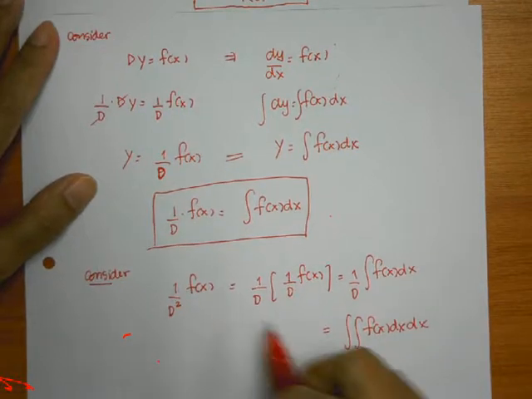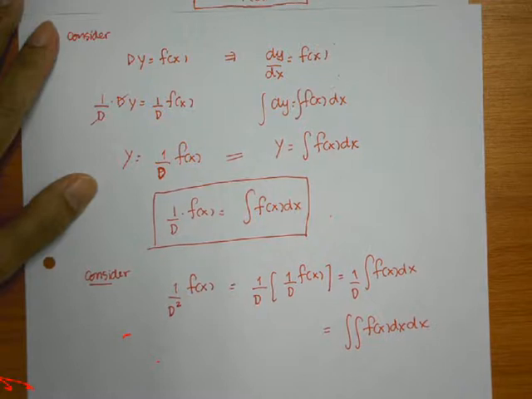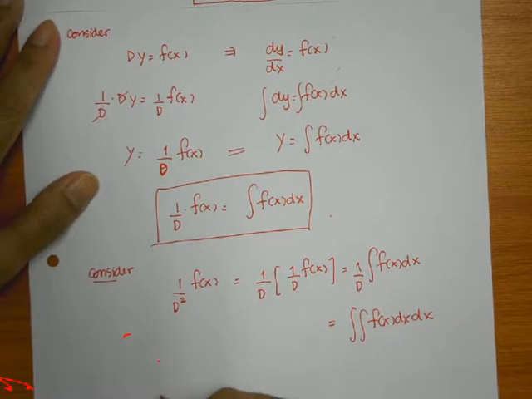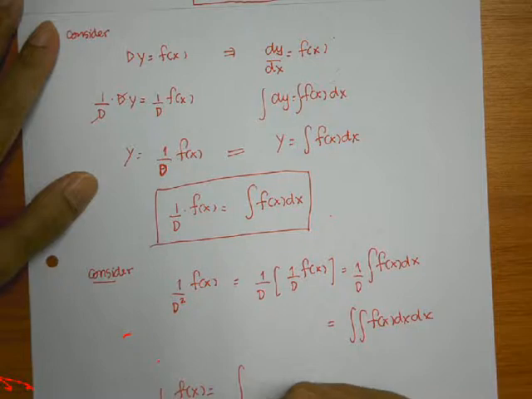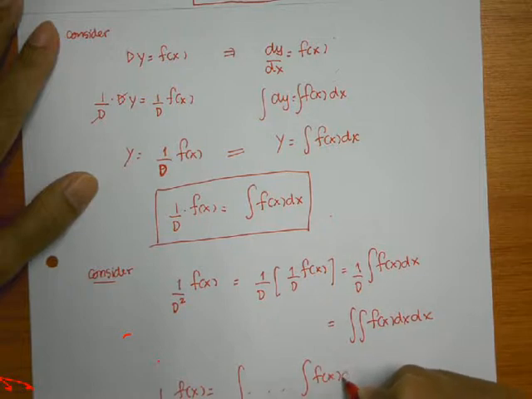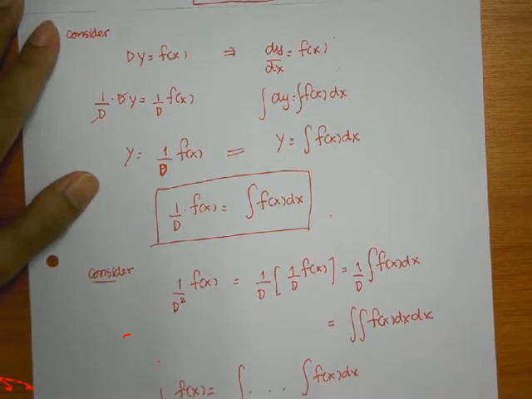Now if you have 1 over D to the power n, it means you are going to do successive integration n times. If you have 1 over D to the power n times f(x), that means you have to integrate n times. That's the meaning.